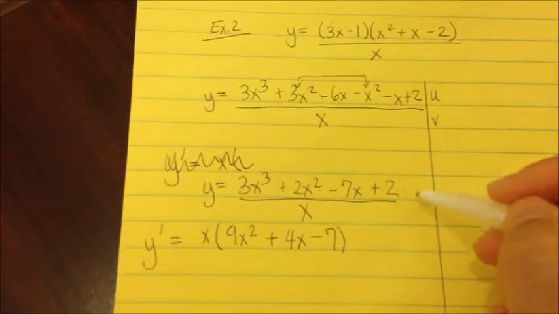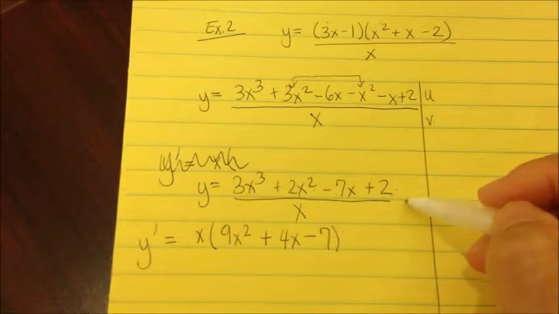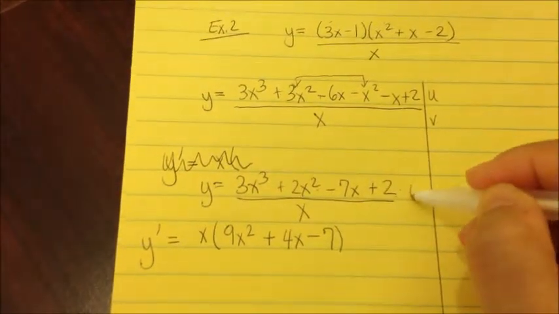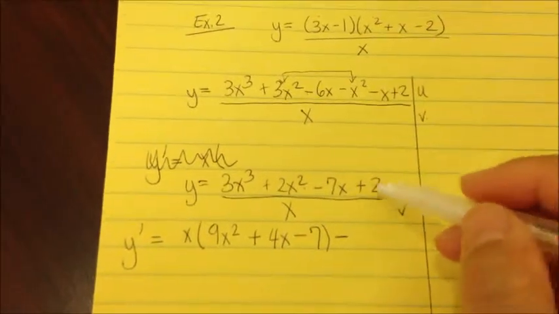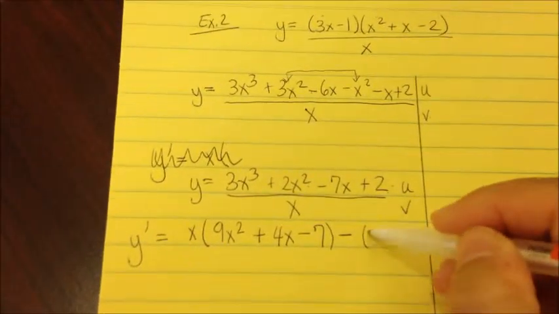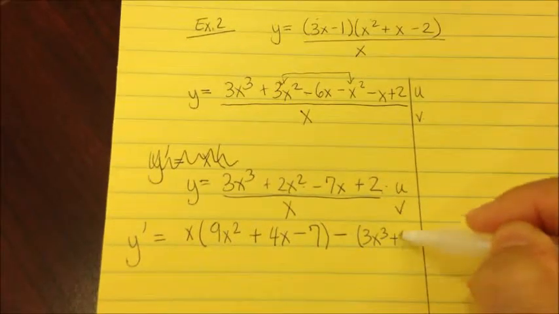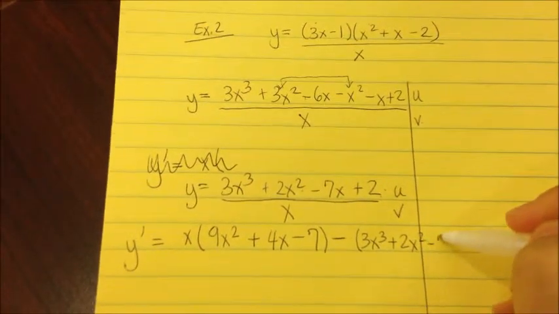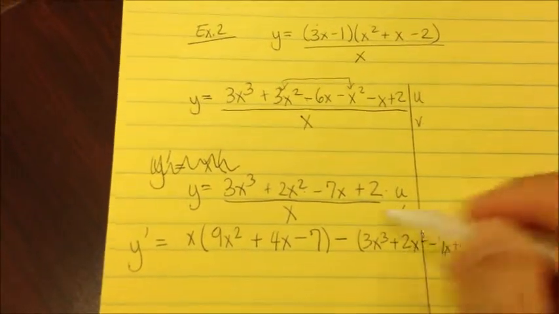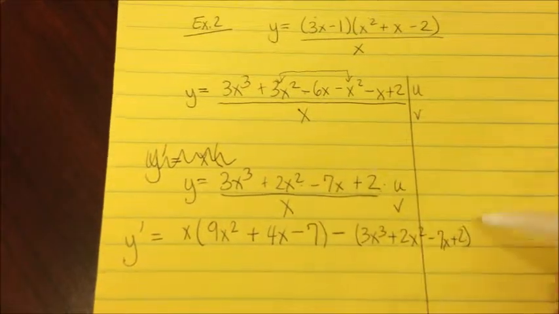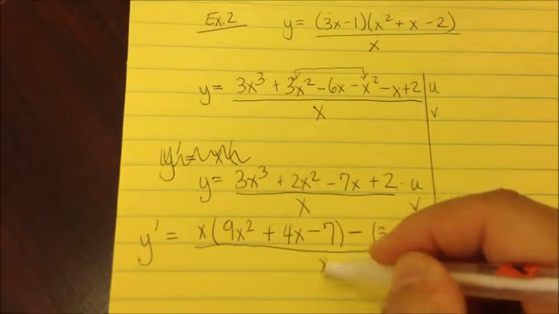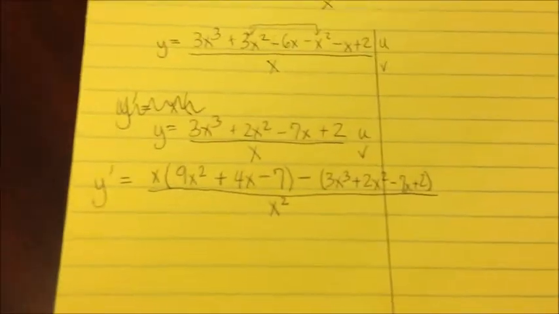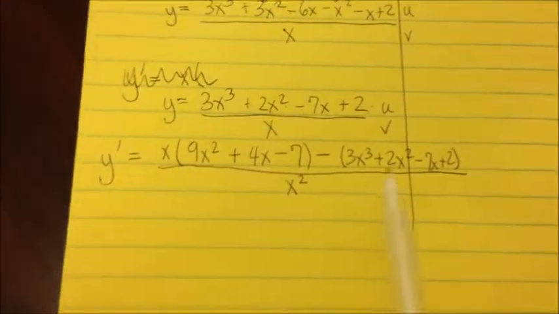Okay, so that's again the uv part of it. Then, let me put uv. Then minus, and then I do the opposite. So now I copy the u, so 3x cubed plus 2x squared minus 7x plus 2, and the derivative of v, which is the derivative of x, which is 1. Okay, all over x squared. So that becomes this. So now I just need to distribute and combine like terms.